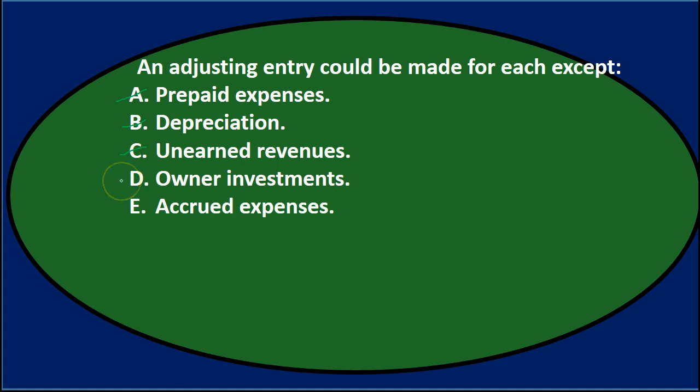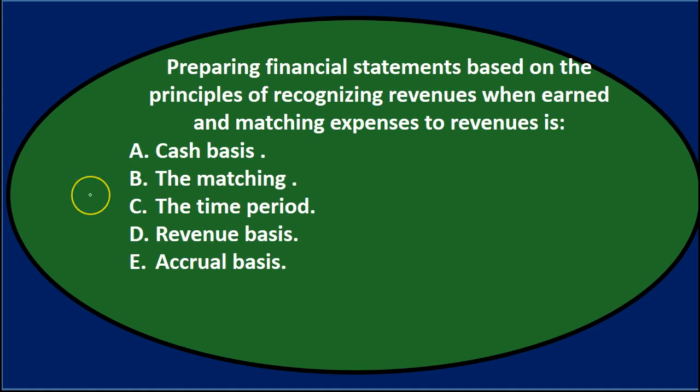Then we have the owner investment, and that doesn't. I don't recall an adjusting entry for owner investment. I'll skip that for now. And then the last one says accrued expenses. Once again, that's going to be one of our categories of adjusting entries, and so it will be an adjusting entry. We can cross that out, leaving us with the answer of owner investment. Once again, question: an adjusting entry could be made for each except answer D, owner investment.